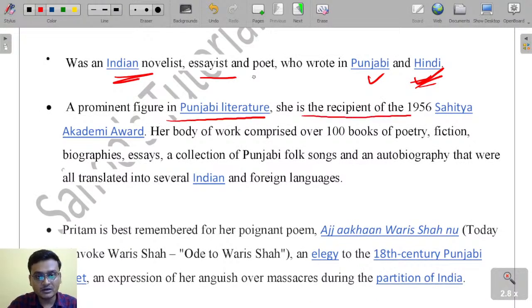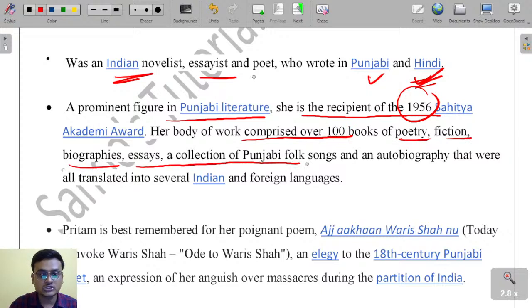She is the recipient of the Sahitya Akademi Award, and she was awarded this prestigious award in 1956. Her body of work comprised over 100 books of poetry, fiction, biographies, essays, a collection of Punjabi folk songs, and an autobiography, all of which were translated into several Indian and foreign languages.